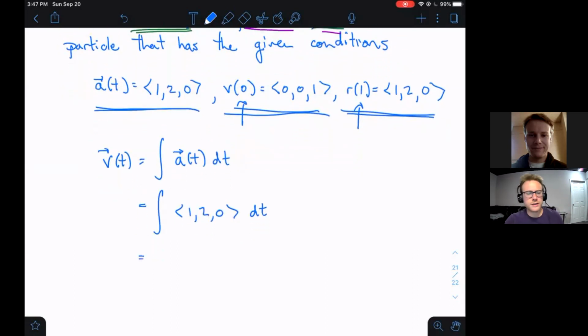And of course, when we integrate this, well, this is a constant vector, and there's a couple of ways you can think about this. One is that you just integrate each piece. So if I integrate 1, this becomes t, 2 becomes 2t, and 0 becomes 0t, aka just 0. So you could do it like this, or you could say, hey, this is a constant vector.